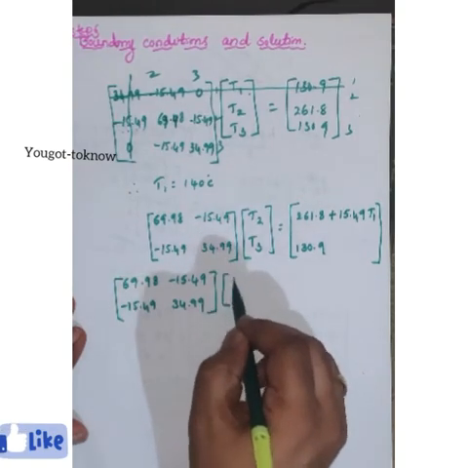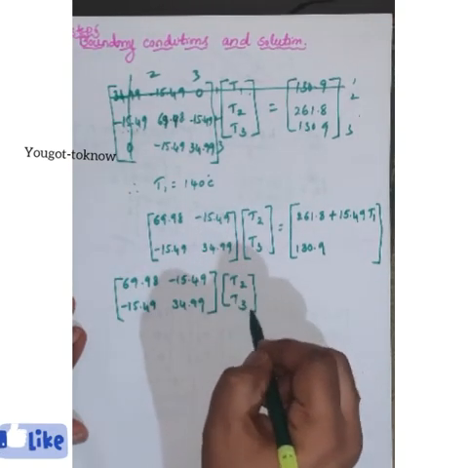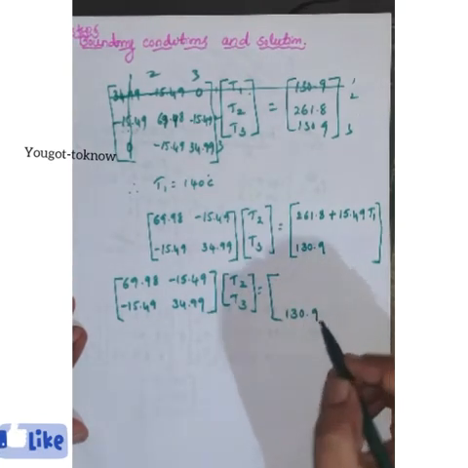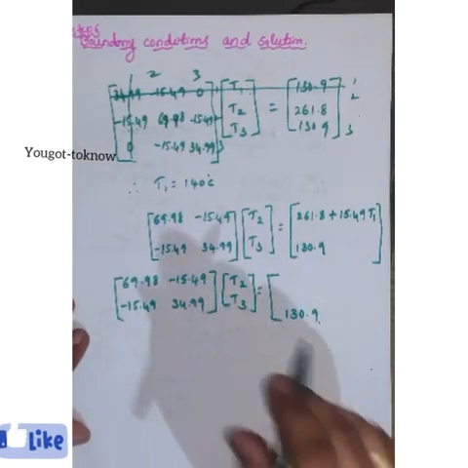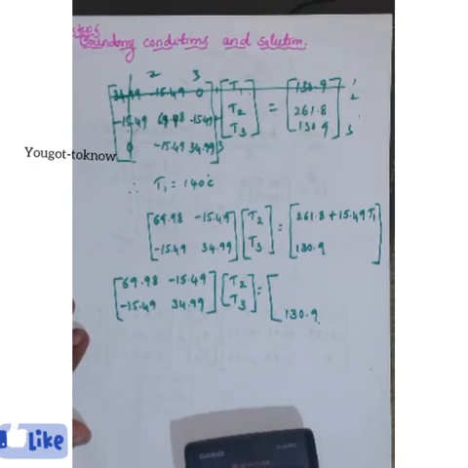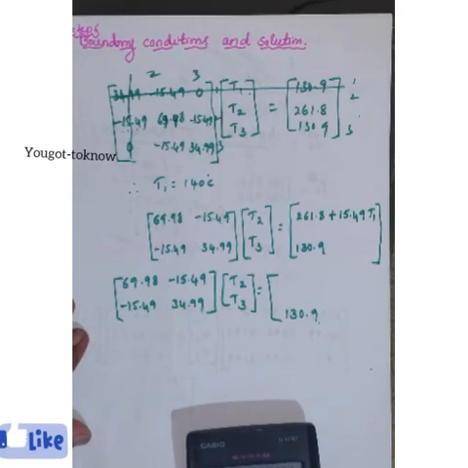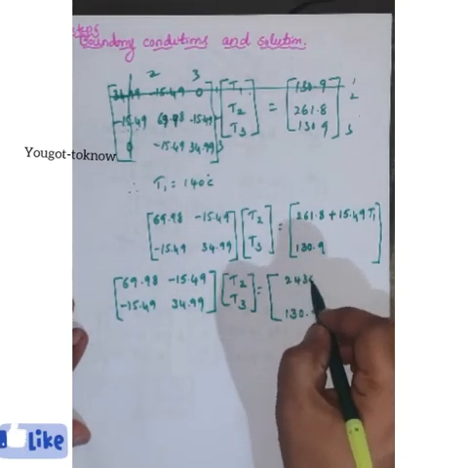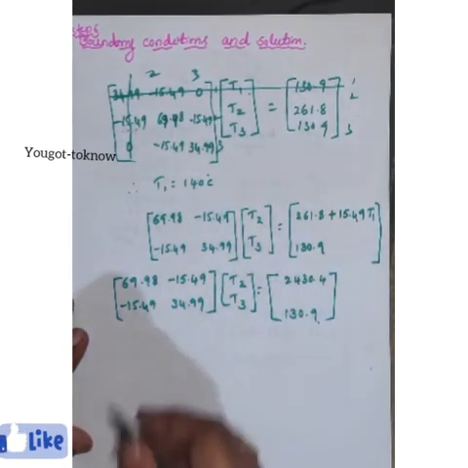This is T2, then T3 equals, now just check what happened. This is 130.9. This value becomes, what is that value? That value should be calculated: 15.49 into 140 plus 261.8. If you do it, you get 2430.4. Now solve it. How to solve it?